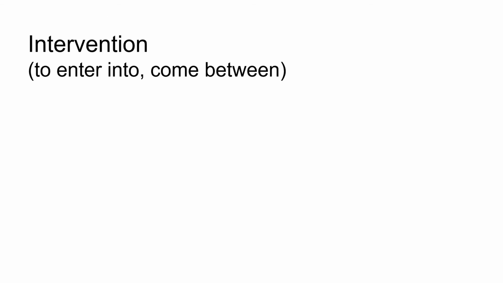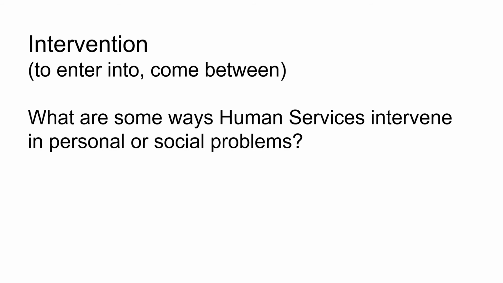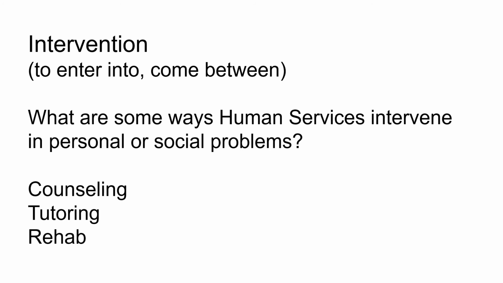So intervention, which means literally to enter into, to come between the person and the problem. So what are some of the ways that human services intervene in personal and social problems? For instance, counseling, helping a person find their own solutions to problems. Tutoring, helping someone who might drop out to regain the knowledge they need in order to complete their education. And rehab, in order to help people move on after overcoming addiction or another disability.